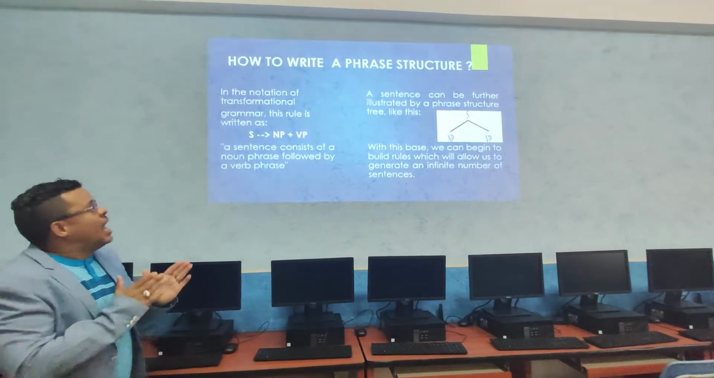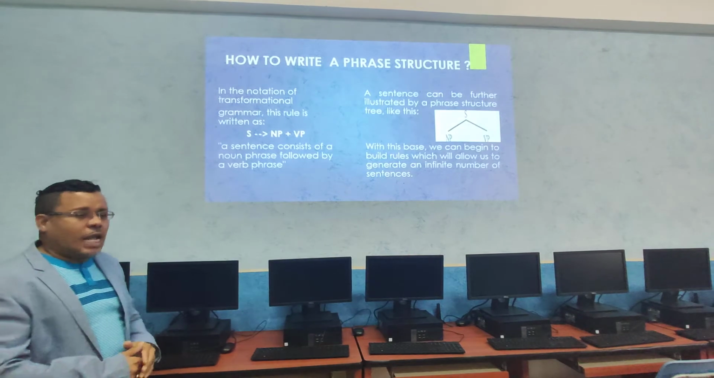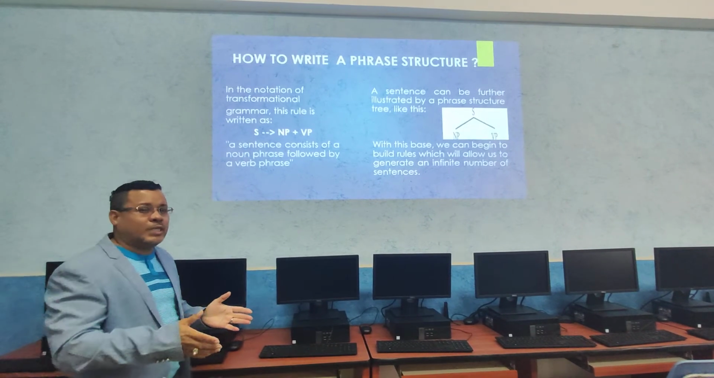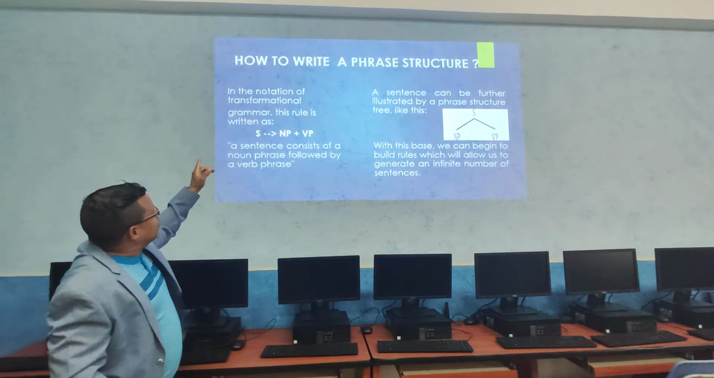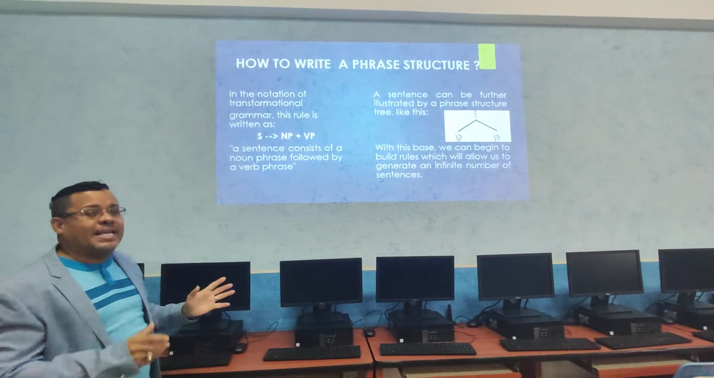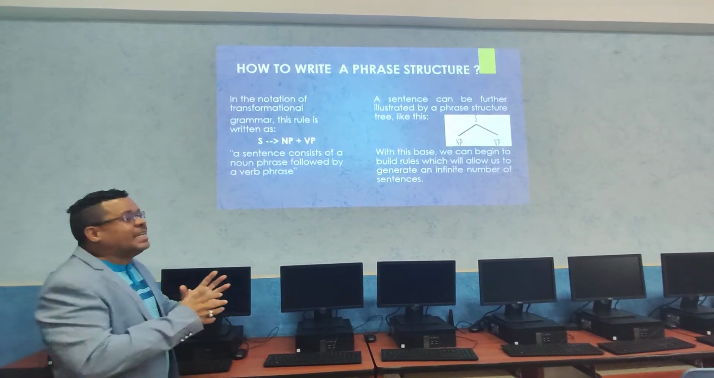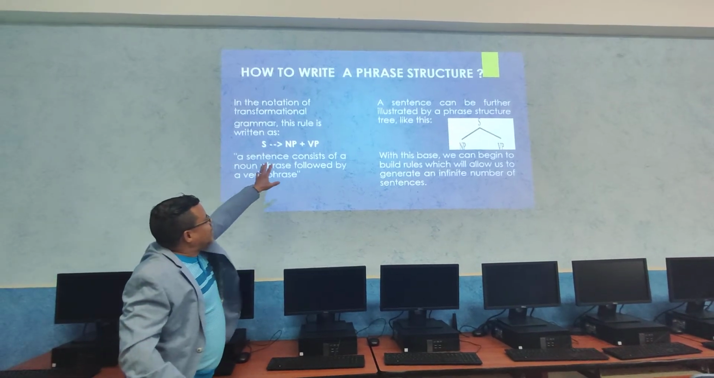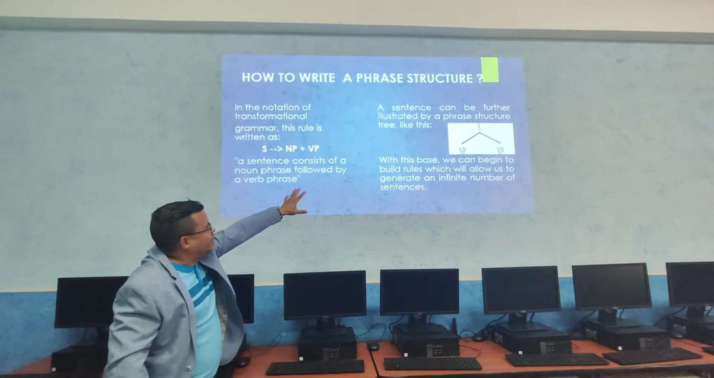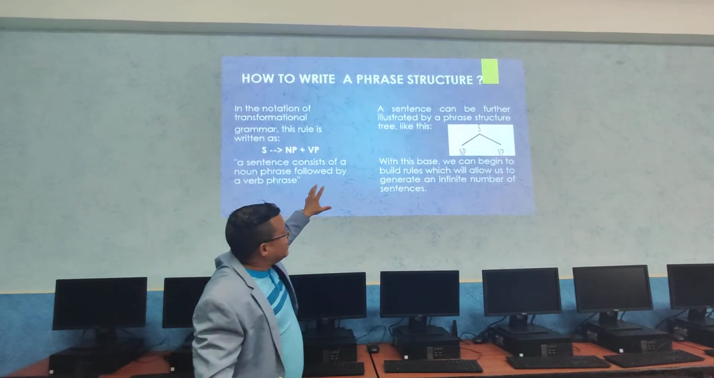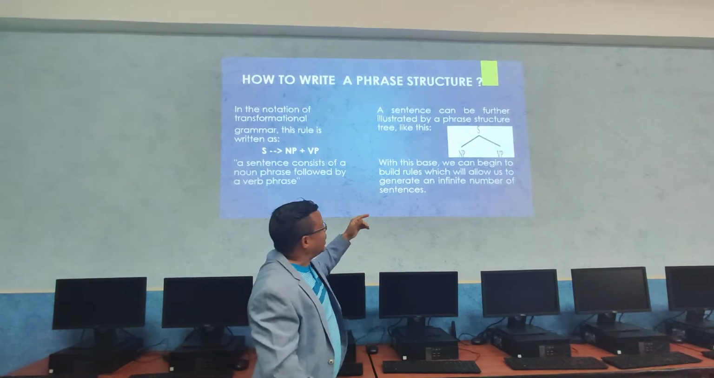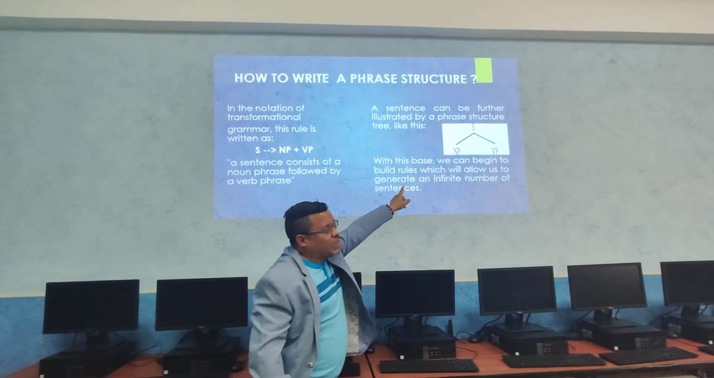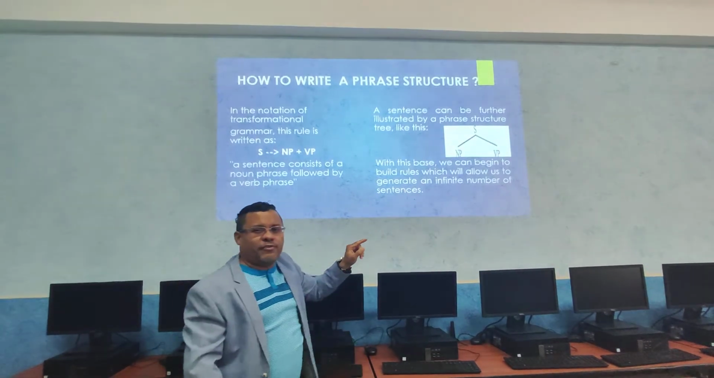How to write a phrase structure? Remember that it needs to have different rules. The first rule in the notation of transformational grammar is that a sentence is written in this form. Sentence consists of a noun phrase plus a verb phrase. And using this, we can further illustrate a phrase structure tree like this. Subject is a noun phrase plus a verb phrase.